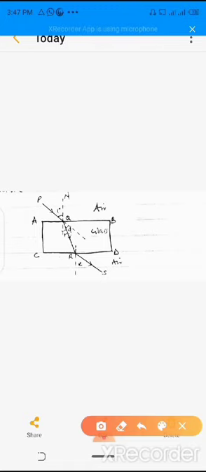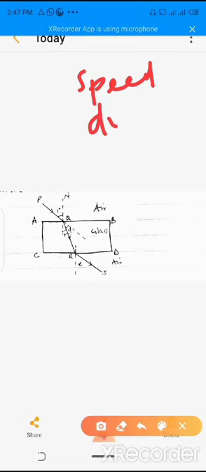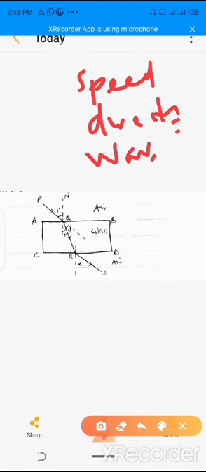So the properties of the traveling wave that will change as it enters into the second medium are: the speed will not remain the same, the direction will not remain the same, and the wavelength will not remain the same. So those are the three things that will change about the wave: its speed, its direction, and the wavelength.